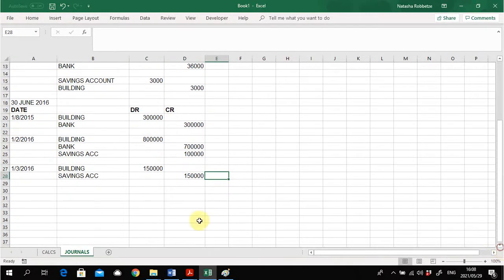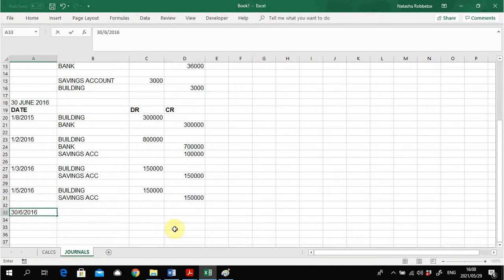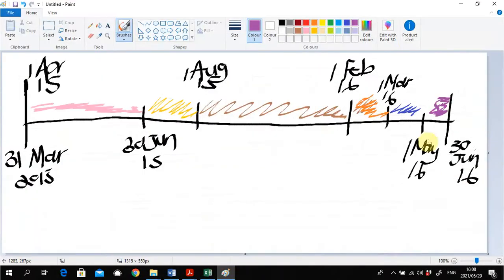Right. Then there is a progress payment, which is the last progress payment on the 1st of May 2016. And again, that progress payment is made out of my savings account. And it was also 150,000. Thereafter, we are on the 30th of June 2016, which is the year end.